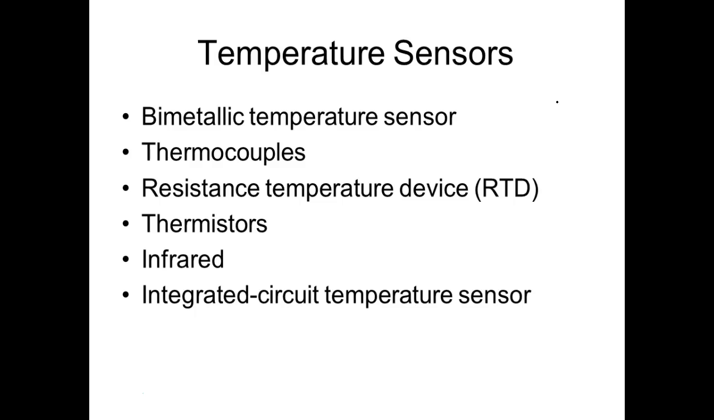So a bimetallic strip measures temperature. It's going to do what it does when it senses a certain amount of heat, right? Is that centigrade heat or is it Fahrenheit heat? It don't matter.